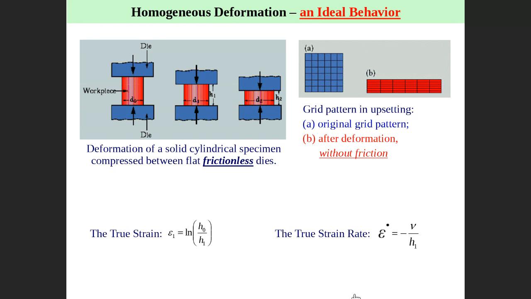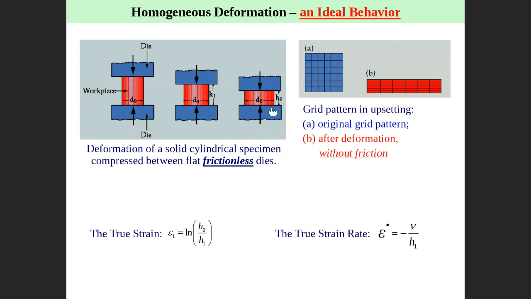Ideally, if there is no friction, because here, as you can see, the die is coming down, hammering or applying pressure on the workpiece, then what will happen? Please give me your attention, guys. The height will be reduced. The volume is constant, you agree with me? You start with a certain volume, you end with the same volume.